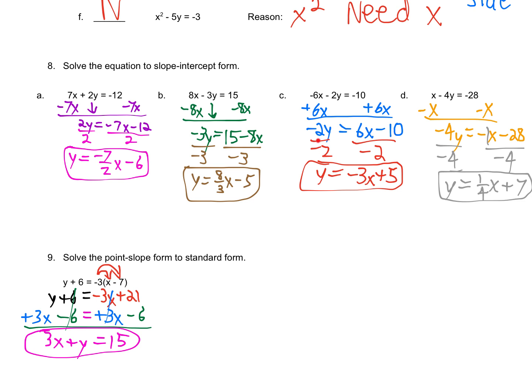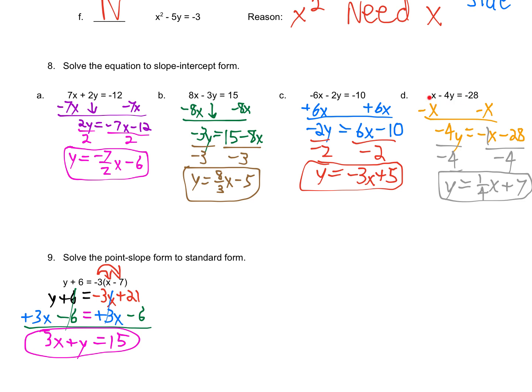I divide by the number in front of y. So I'm dividing by negative 2. This gives me 6 divided by negative 2 is a negative 3, so negative 3 of the x. Negative 10 divided by negative 2 is positive 5. So my equation is y equals negative 3x plus 5. Again, we see the slope is negative 3. Y-intercept at (0, 5).